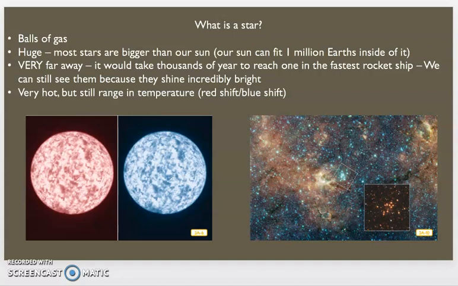In the right-hand corner, we can see all of those stars. While it doesn't look like there may be a lot of stars, there are millions and millions and millions of stars that are in the universe. While we only have the one star, our sun, in our solar system, there are so many other stars in the universe for us to see and for us to look at.